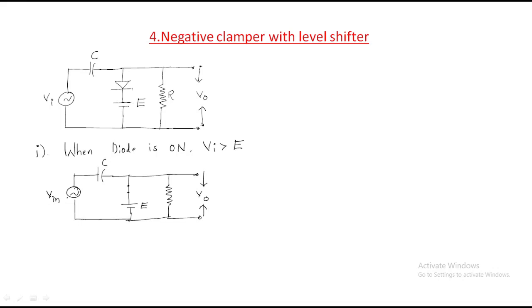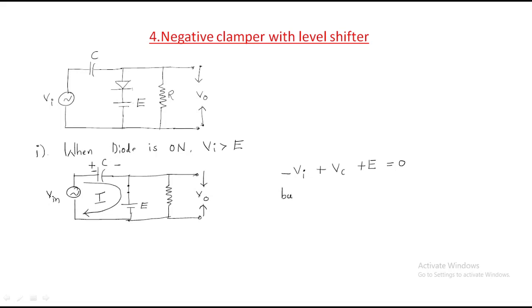At this condition, the input is greater than E, so it is positive, and the current will flow like this. Then the capacitor will be charged. That's why it gives plus. The capacitor gets charged. Now we write the loop equation: minus input voltage plus capacitor voltage plus E equals 0.